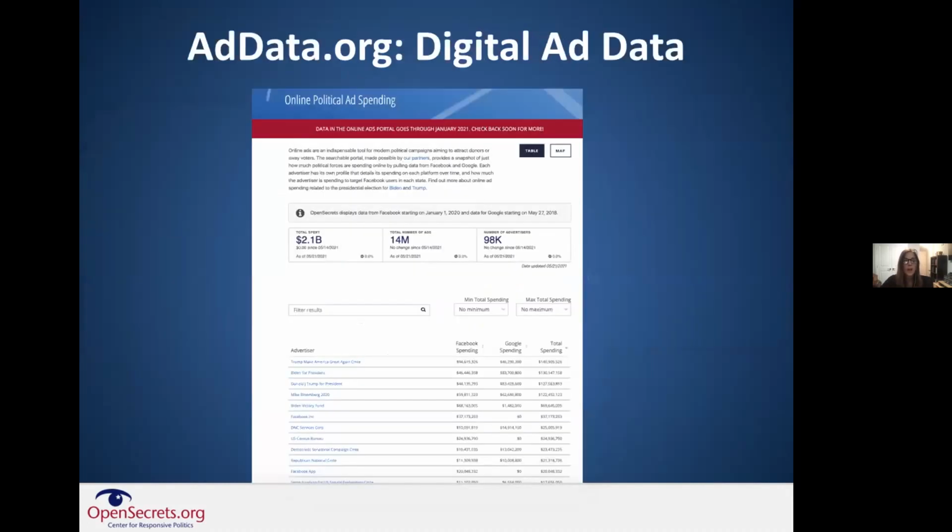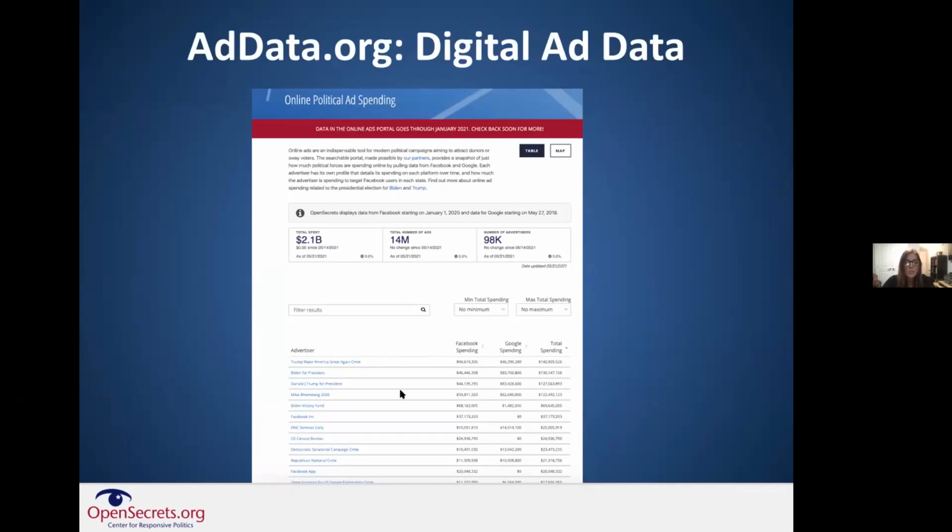On our website, we have the online ad section. This is also available through the addata.org, which directs to both the TV spending and the online ad spending. And this is the main page. We were able to track 2.1 billion in spending during the latter part of the 2020 election, and 14 million ads, 98,000 advertisers.